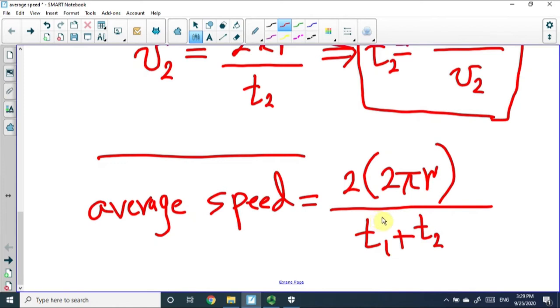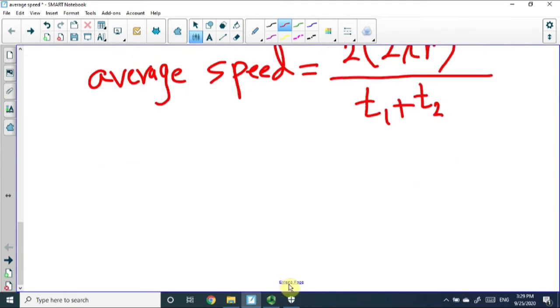This is how we find average speed. We need the total distance and we need the total time. Now, let's continue and do the math to find the answer. But that's the physical meaning, and that's how we apply the equation to calculate average speed.